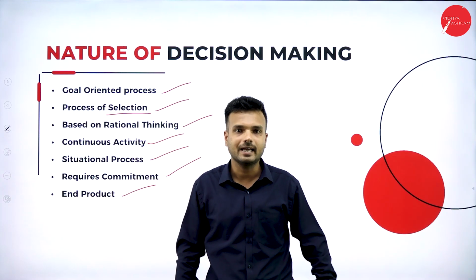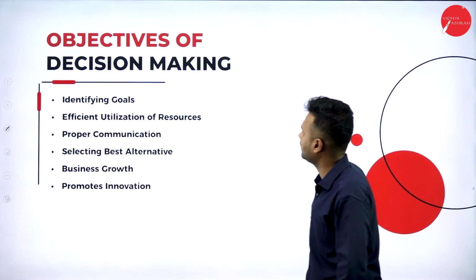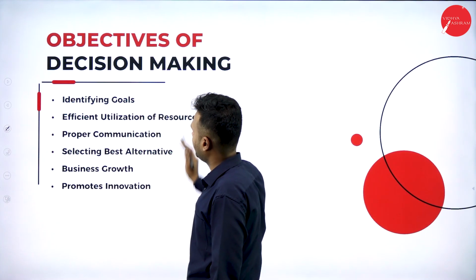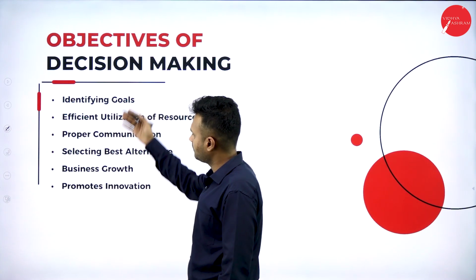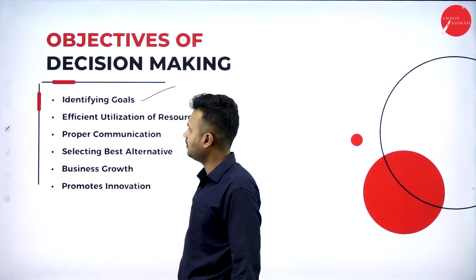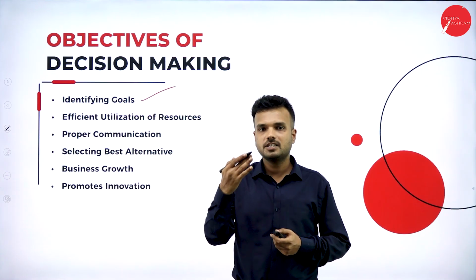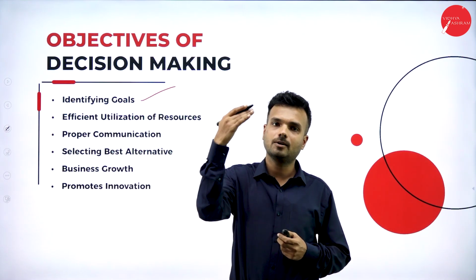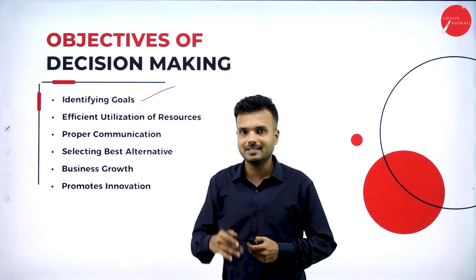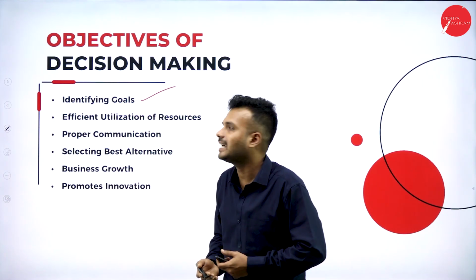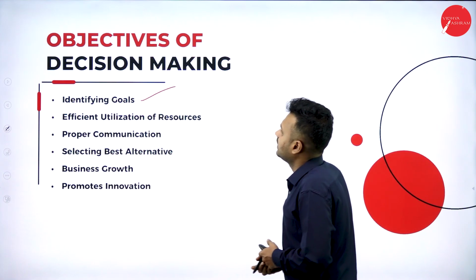Hence we can say that decision making is the end result of the process of planning. Objectives of decision making. First one is identifying goals. As we know, decision making is a process of identification of goals, based on the goals for which we are supposed to make the decision. Hence we can say that the objective of decision making is identification of goals.